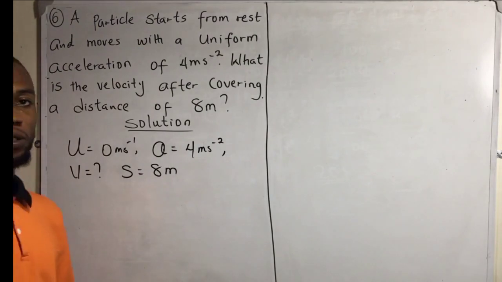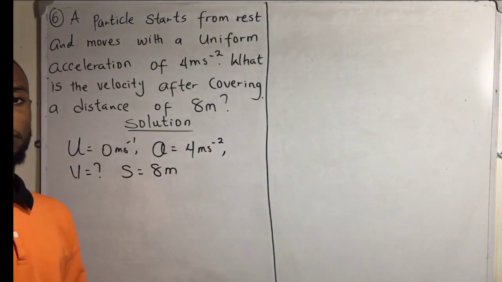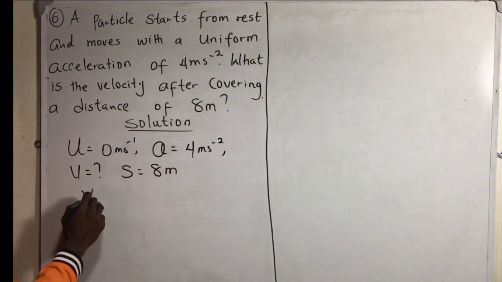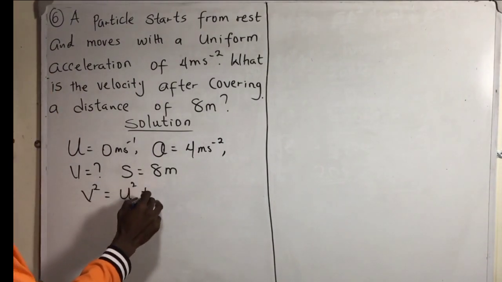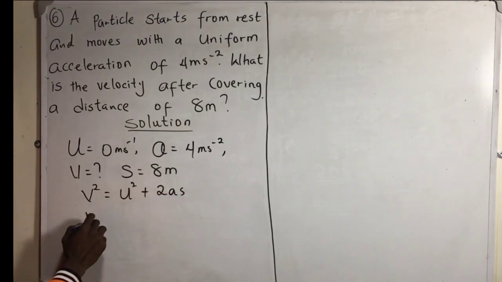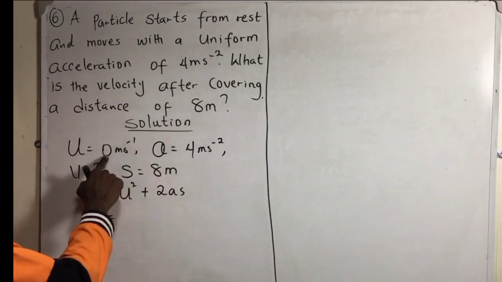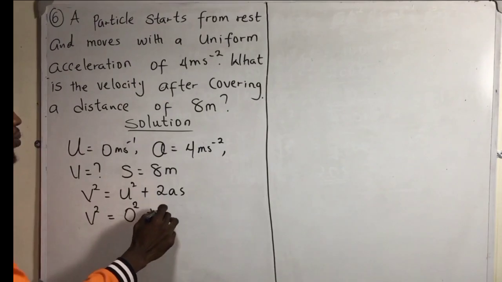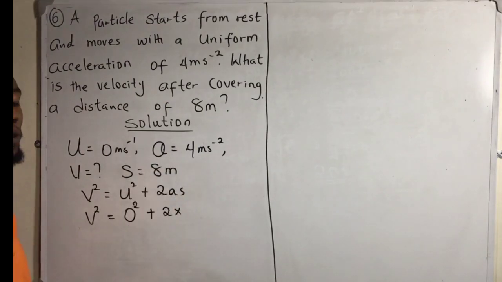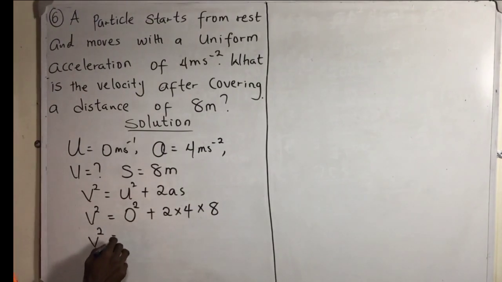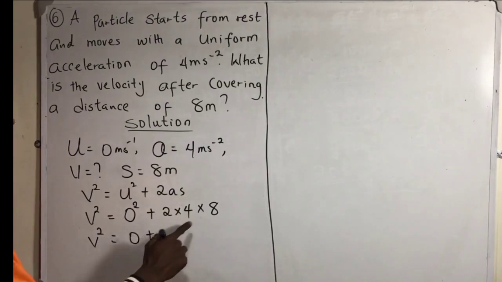Now, if we go through all the formulas that we have, we'll see that the best equation to solve this is the third equation, which says v squared equal to u squared plus 2as. So we have v squared equal to u squared plus 2as. Our velocity is unknown, so we represent it with v. v squared equal to u squared, where u is the initial velocity, which is just 0 squared, plus 2 multiplied by the acceleration of the body, which is 4, then multiplied by the distance, which is 8. So we are going to have v squared equal to 0 plus 2 times 4 is 8, so we have 8 times 8 to be 64.